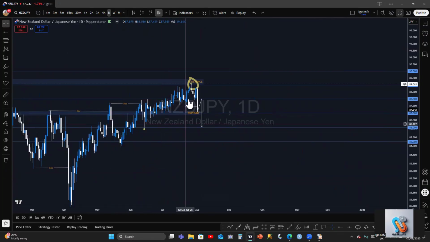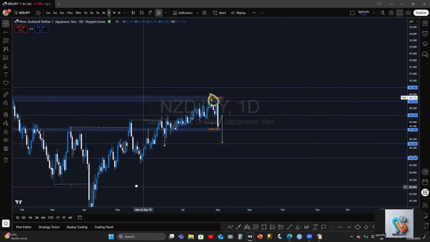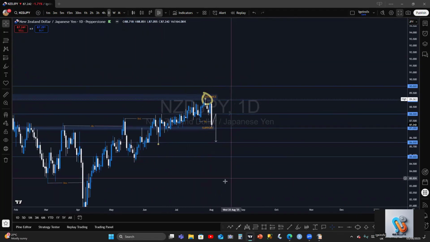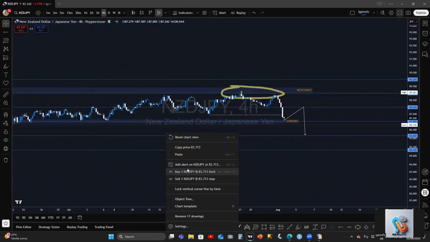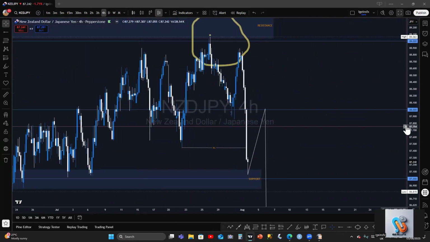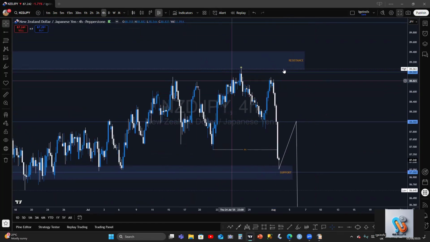So when price got here, it dropped. As it's getting here now, you can see that it's dropping again. So let's go down to 4 hours for us to see the analysis very well.